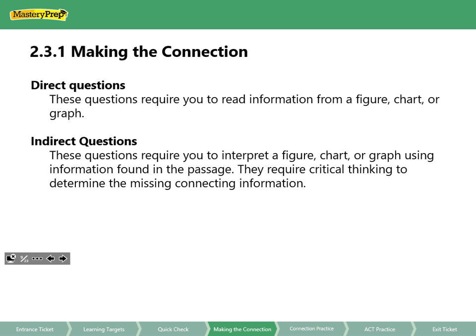Indirect question. These questions require you to interpret a figure, chart, or graph using information found in the passage. They require critical thinking to determine the missing connection of information. So the little piece of information that we need.